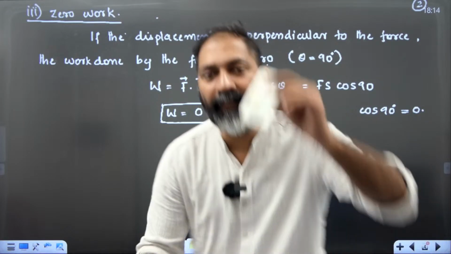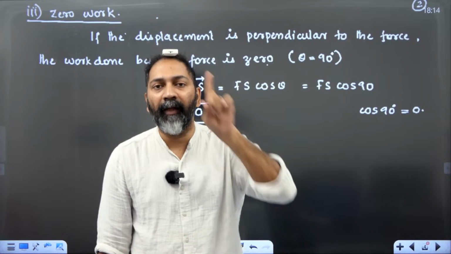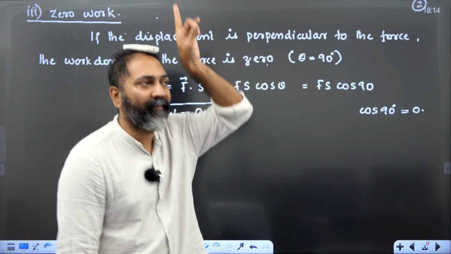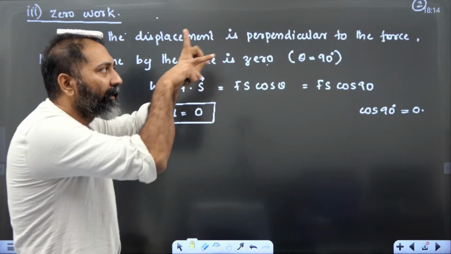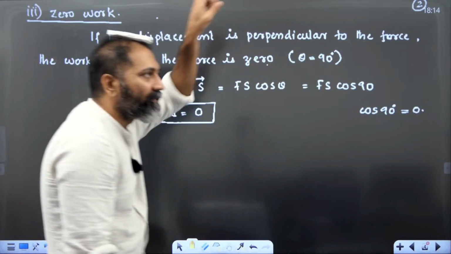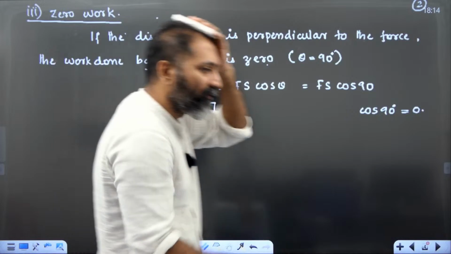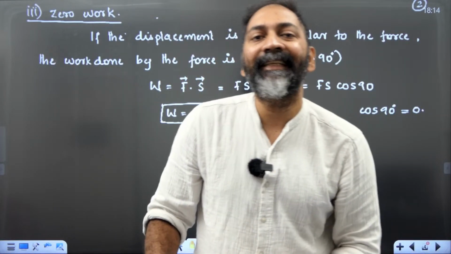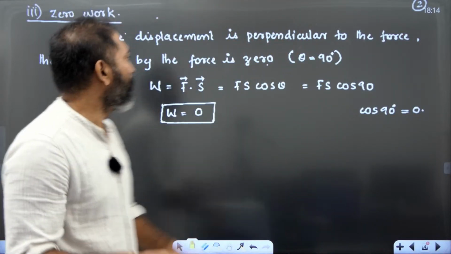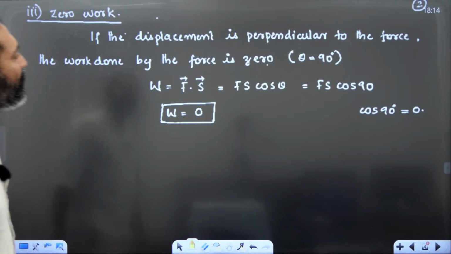I am taking this remote and placing it on my head. So I am applying force in the vertical direction and I am walking like this. What happens? Force is in the upward direction, displacement is in this direction. So what is the angle theta between force and displacement? 90 degrees. So what will be the work done? Zero. If the displacement is perpendicular to the force, work done by the force is 0.